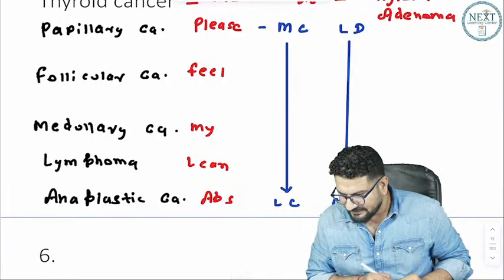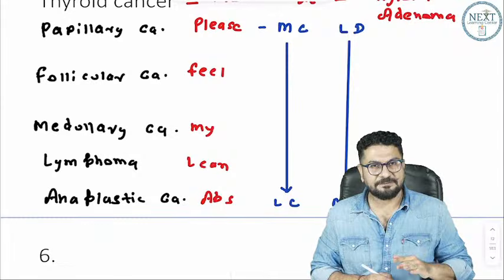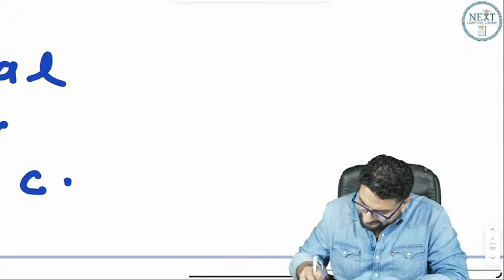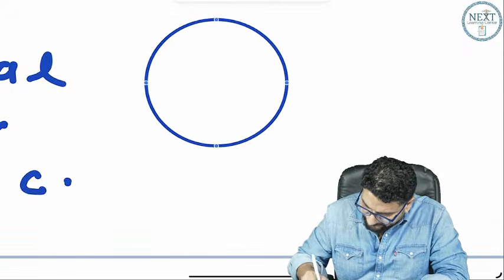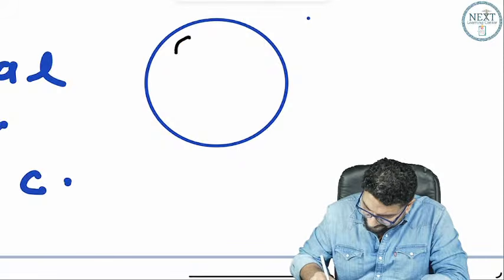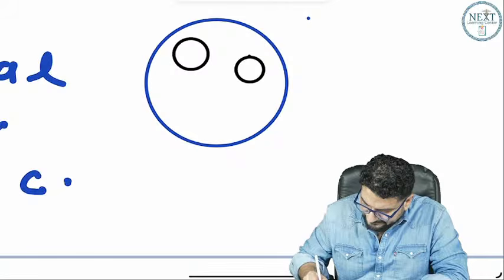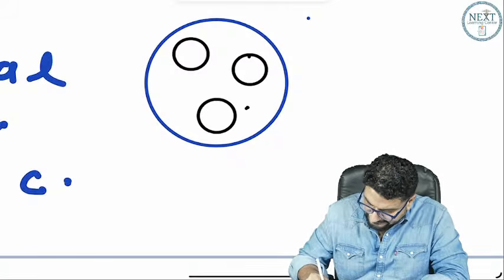Okay, we'll also do the medicine division, don't worry. So papillary, follicular, medullary, lymphoma, anaplastic. Now try to understand this thing. In thyroid, we will see 2 types of cells. Look at the screen. So these are the cells in the thyroid. These cells are called follicular cells. So these are the follicles.